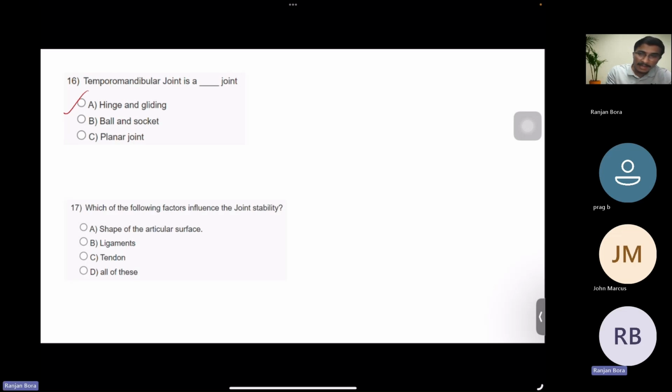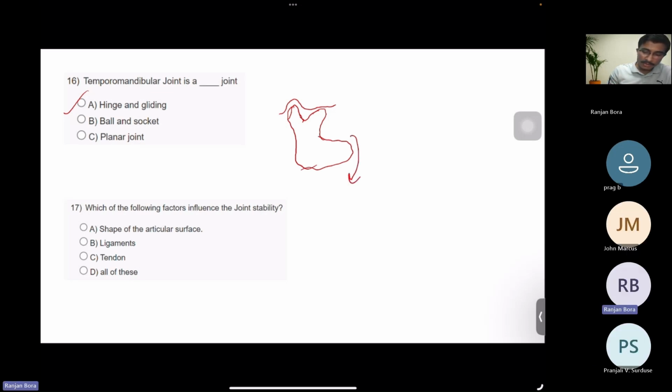Why is it a hinge and gliding? I have not included it; I will come to question 17. First, I will tell about question number 16. How does the temporomandibular joint look? This is the skull, and here it is the mandible. While we open our mouth, this mandible comes like this.